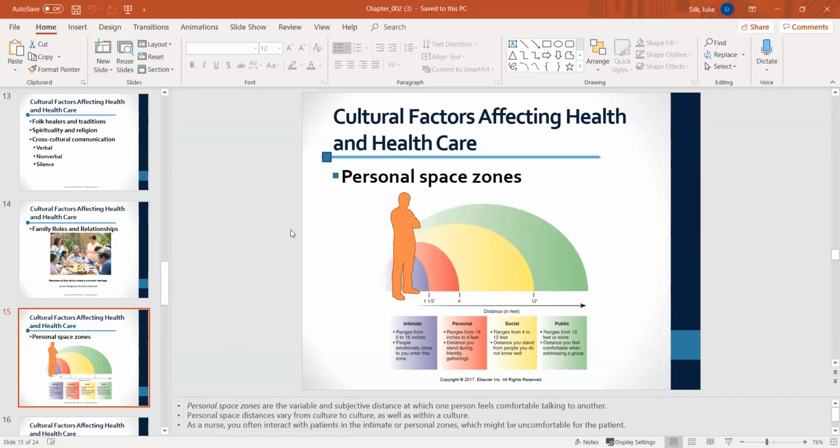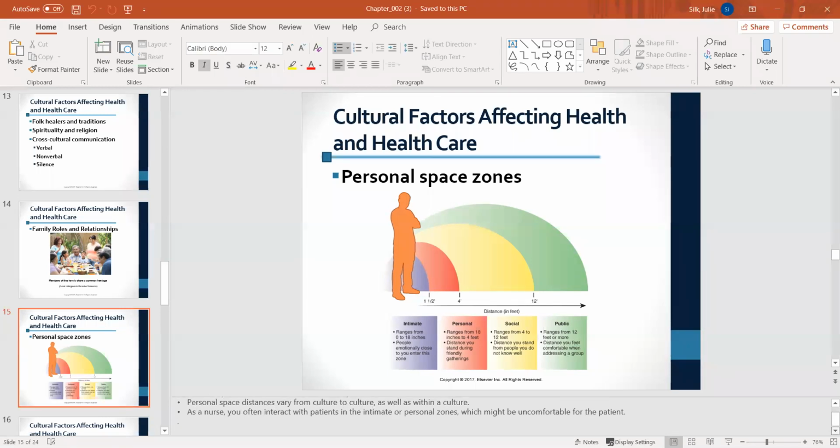All right, and then this is a thing about personal space zones. It's kind of funny seeing as how we have that social distancing going on right now. But anyway, personal space zones are variable and subjective, at which one person feels comfortable talking to another. Personal space distances vary from culture to culture as well as within a culture. As a nurse, you often interact with patients in intimate or personal zones, which might be uncomfortable for the patient.